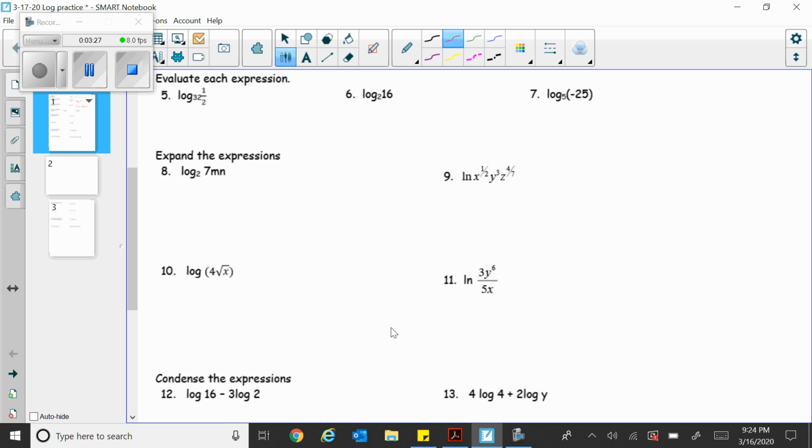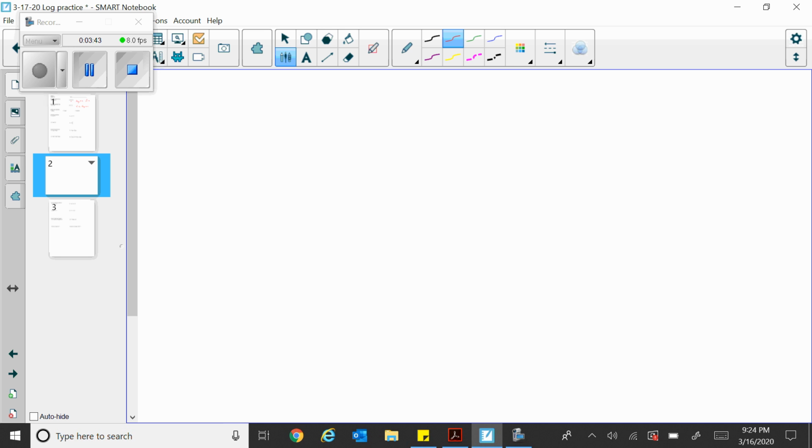That's when we are going to be expanding expressions. 8 through 11 would be just expanding. So on the next slide, let me review these properties because you're also going to use them for the condensing section, which is after this. So let's review those expanding properties. Remember, if you have the log of ab, it is the same thing as the log of a plus the log of b. Whenever you see multiplication happening in a logarithm, you can expand it by adding both logarithms.